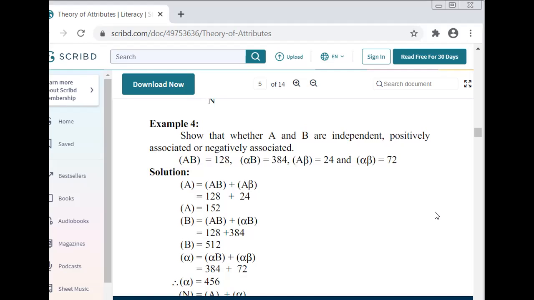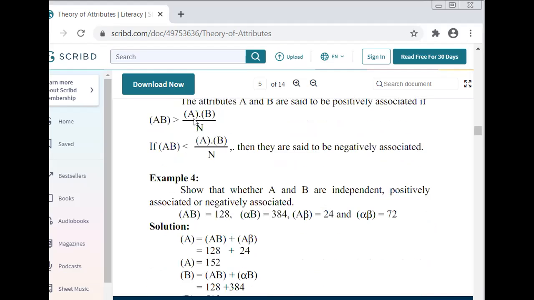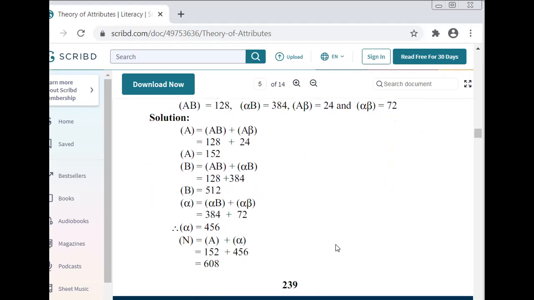Now here, what is frequency of A? Frequency of A is unknown. Why? Because according to the formulas, frequency of A, frequency of B, and alpha are also required. So you have to find the required values. Frequency of A is required as per the formulas. You know the formula by using the contingency table: frequency of A equals frequency of AB plus frequency of A beta, that is 128 plus 24. So frequency of A equals 152.